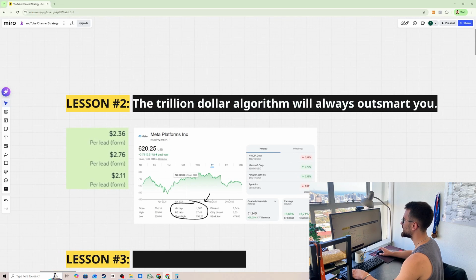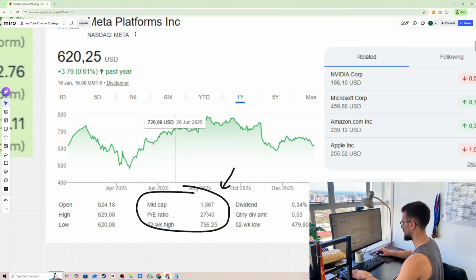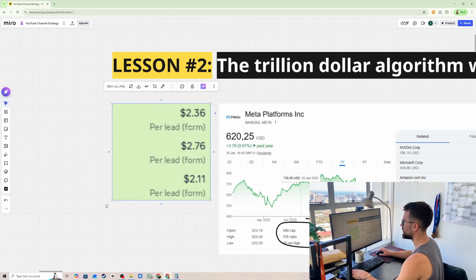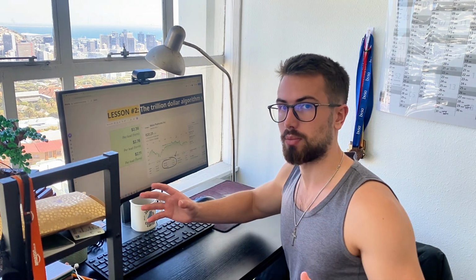Lesson number 2, the $1 trillion algorithm will always outsmart you. So we know that Facebook is a $1 trillion company, $1.56 trillion, and they are growing every single year. And these are the results of campaigns that I've spent hundreds, even thousands of dollars on just this month. And it's the 20th of Jan, time of recording. So what I'm sharing here is that you want to keep your ads inside of a CBO, as we said in lesson 1, but I want you to test leaving your interests as broad as possible.